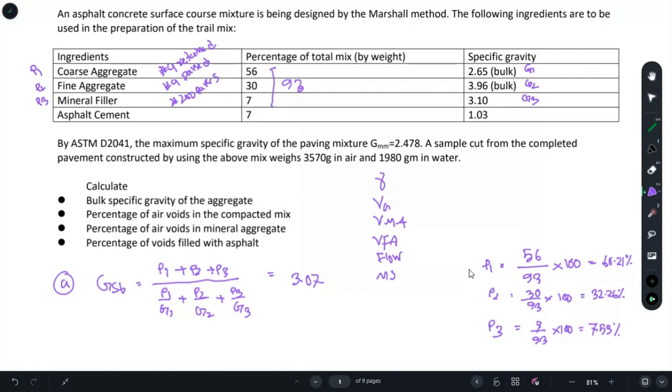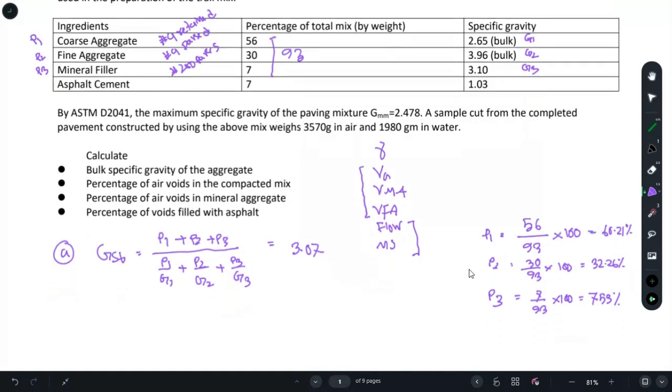So in this math, we are finding out the values of VA, VMA, and VFA, and you get the values of flow index and Marshall stability value from your experimental test, and you just find out the unit weight by dividing the total weight of your specimen by its volume. So we are learning the procedure.